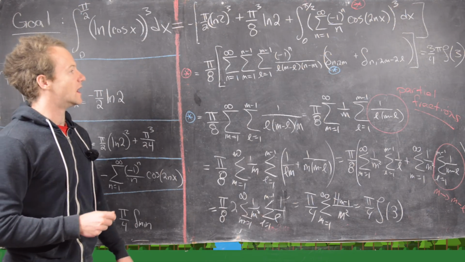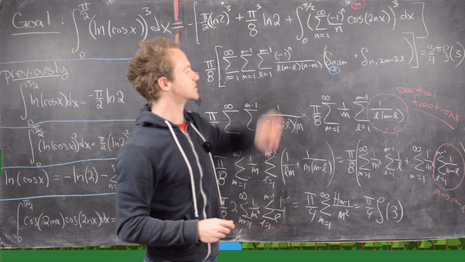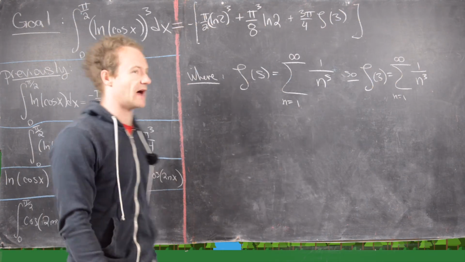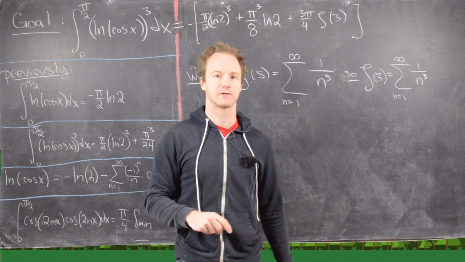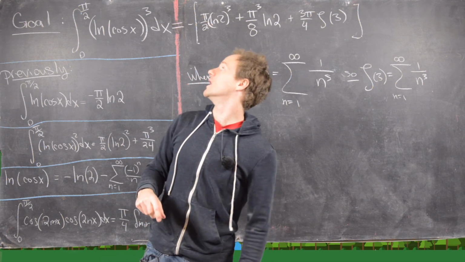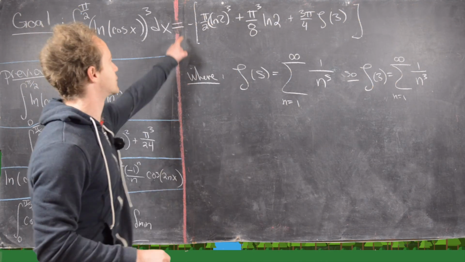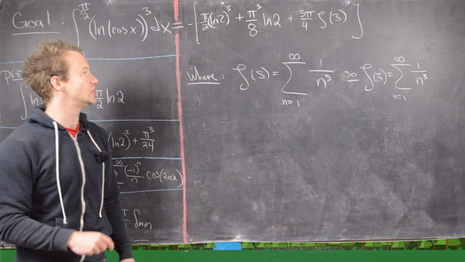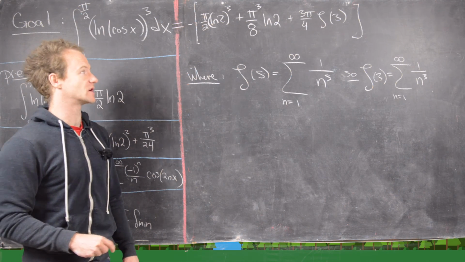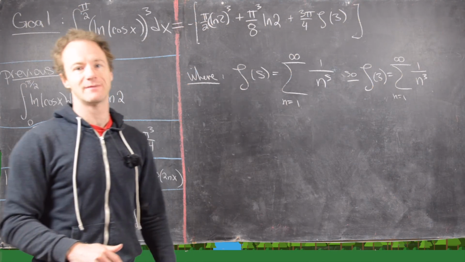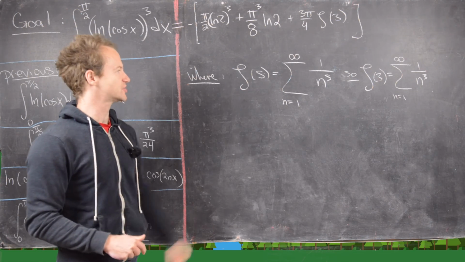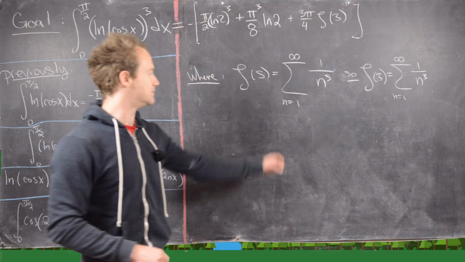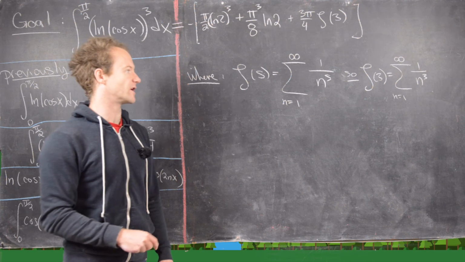Okay, so that means that we can replace this integral with that quantity. So I'll go ahead and do that. To summarize what we have, our goal integral up here, which is the integral from 0 to pi over 2 of natural log of cosine quantity cubed, is going to be the negative of this sum. So we have pi over 2 natural log of 2 cubed, pi cubed over 8 natural log of 2, and then 3 pi over 4 times the Riemann zeta function evaluated at 3. So let's just recall that the Riemann zeta function evaluated at s is defined by the following sum: n equals 1 to infinity of 1 over n to the s.